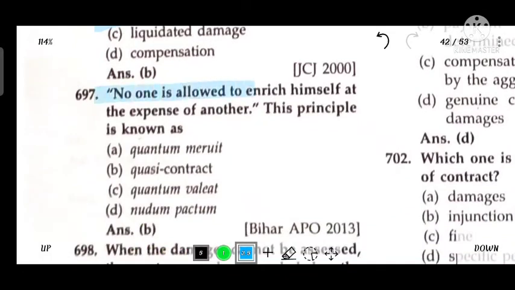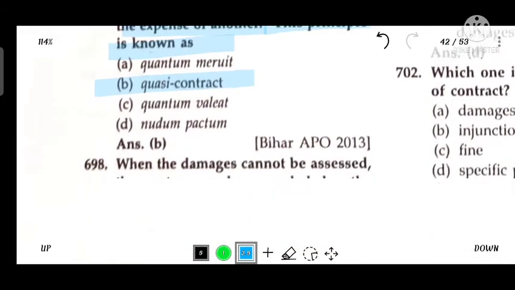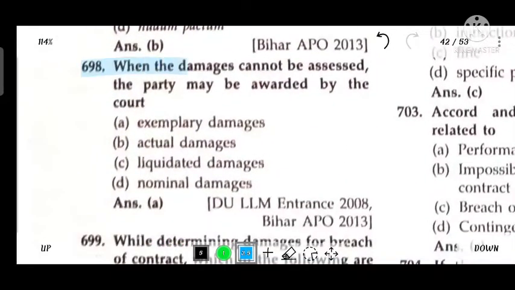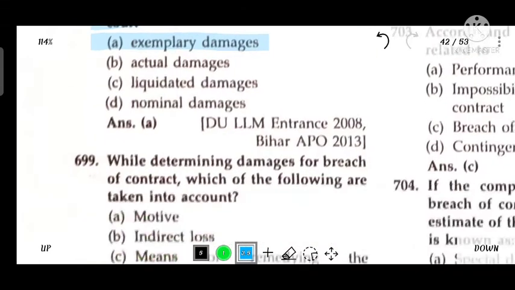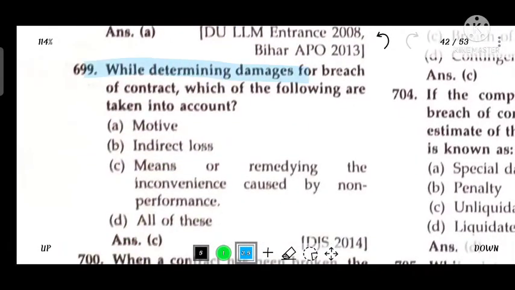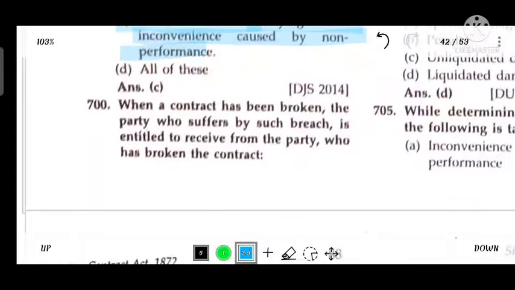No one is allowed to enrich himself at the expense of others. The principle is known as quasi contract. When the damage cannot be assessed, the party may be awarded exemplary damage by the court. While determining the damage for the breach of contract, which one of the following is taken into account? Means of remedying the inconvenience caused by the non-performance.